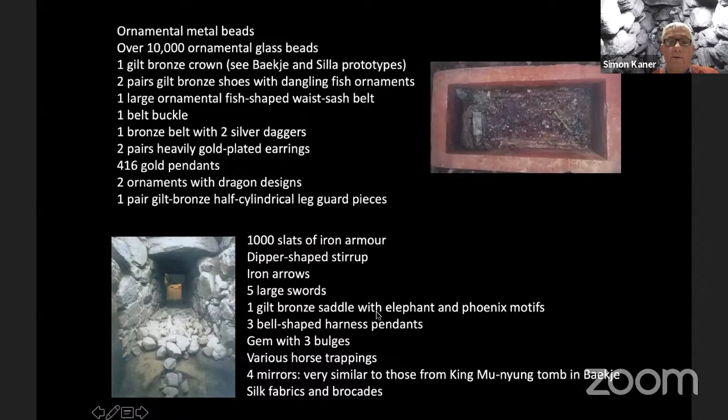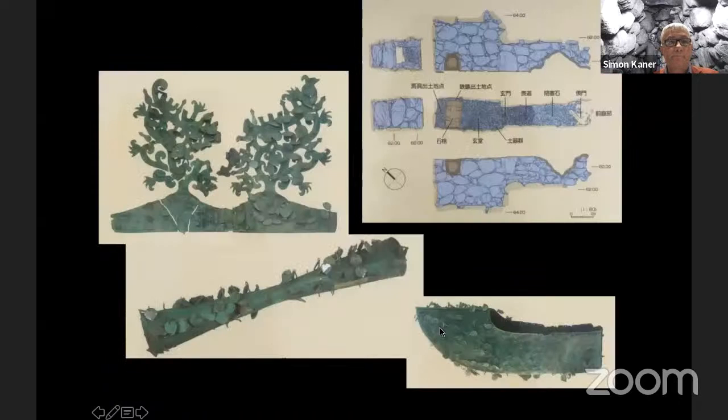But there's large quantities of iron armor, which found its way into these tombs in very large quantities on a regular basis, and of course the horse trappings that I've already touched upon, and close connections with tombs and material culture on the Korean Peninsula from the contemporary kingdoms of Baekje, Shilla, and Koguryo up in the north. And there were also silk fabrics and brocades recovered from the tomb.